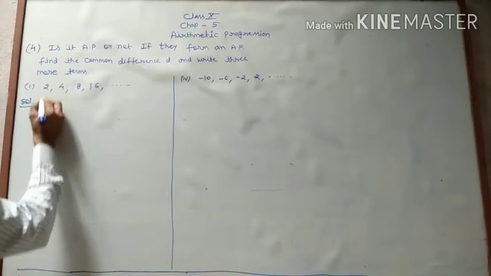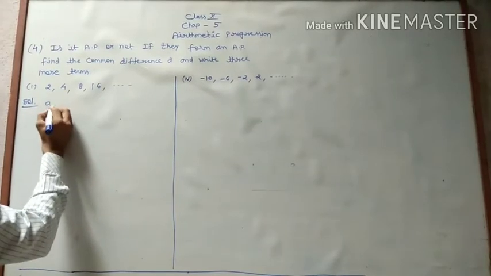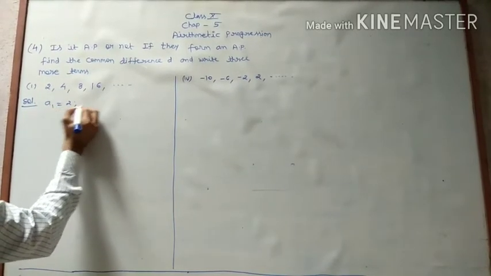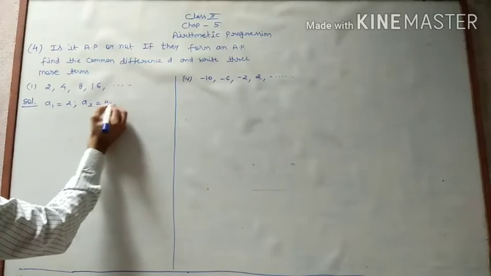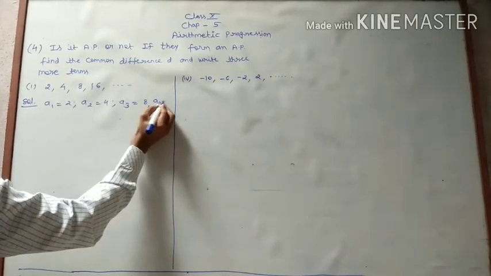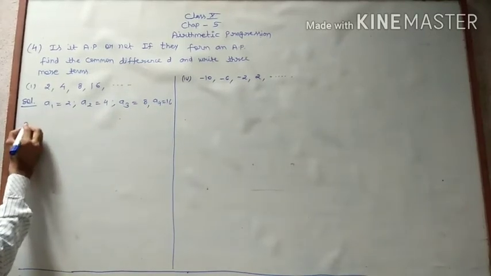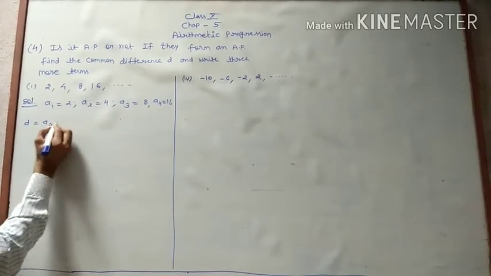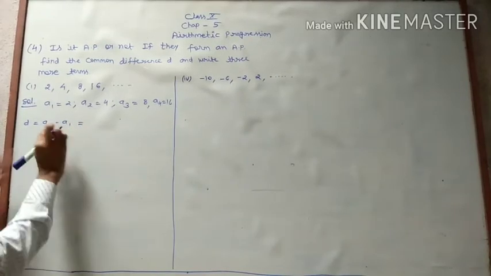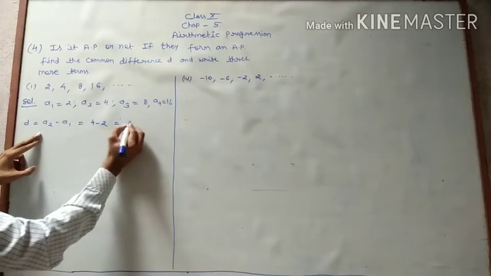So here is the solution of the first question. A1 is equal to 2, A2 is equal to 4, A3 is equal to 8, and A4 is equal to 16. So how to get the common difference? First of all, D equal to A2 minus A1. What is A2 here? 4. 4 minus 2 is equal to 2.